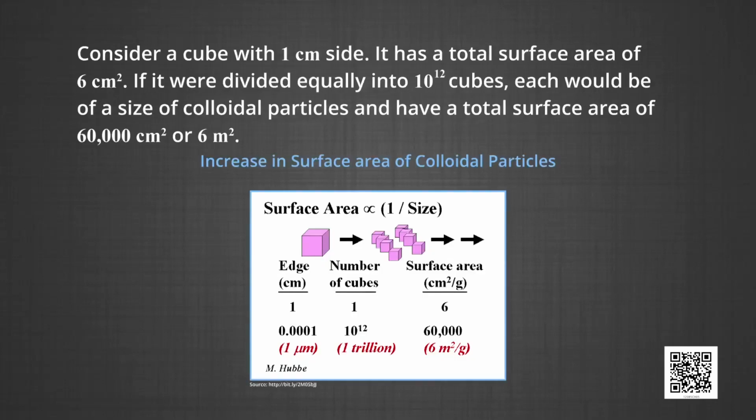Consider a cube with 1 centimeter side. It has a total surface area of 6 centimeter square. If it were divided equally into 10^12 cubes, each would be of the size of colloidal particles and have a total surface area of 60,000 centimeter square or 6 meter square. This enormous surface area leads to some special properties of colloids to be discussed later in this module. It is important to bear in mind that a colloid is not a mere substance, but it is the state of the substance which depends upon its particle size.